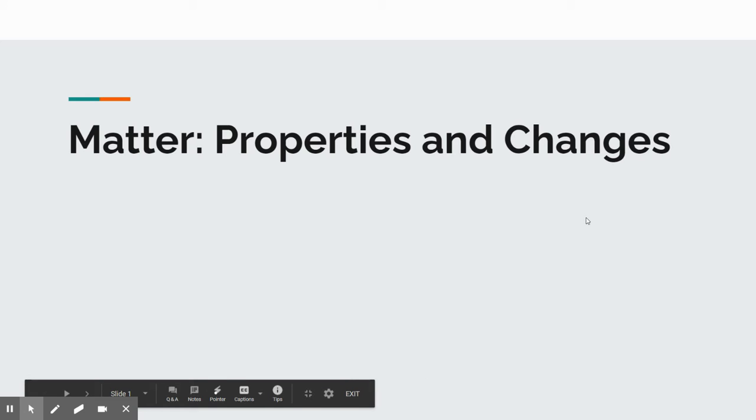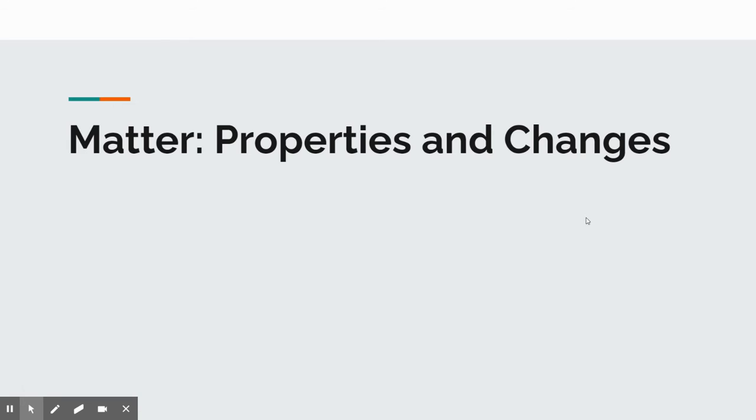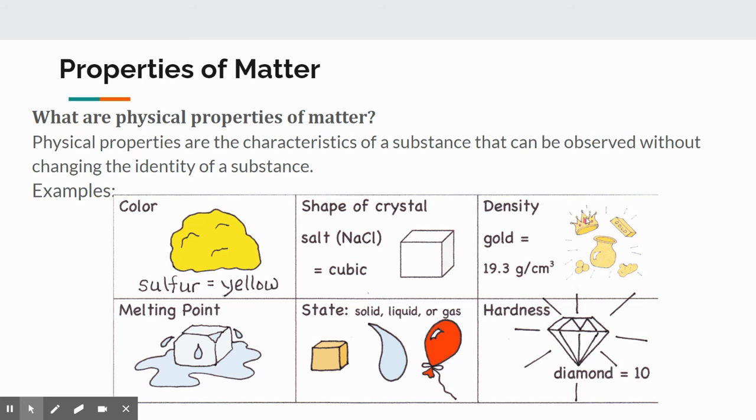This is lesson number 3, properties and changes of matter. We're talking about the properties of matter that can be divided into 2 categories. They can be divided as physical properties or chemical properties. And so we have a dichotomy that's associated with that. So physical properties are able to be observed without changing the identity of a substance.